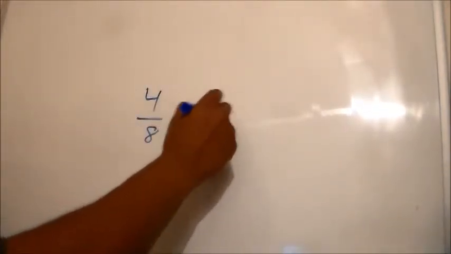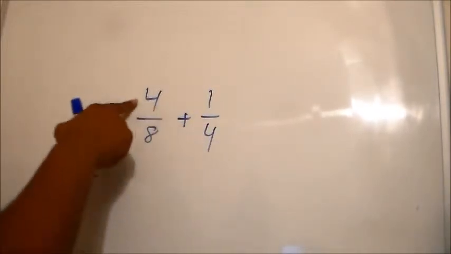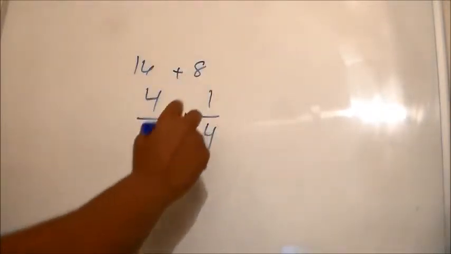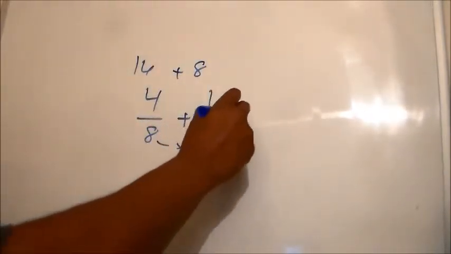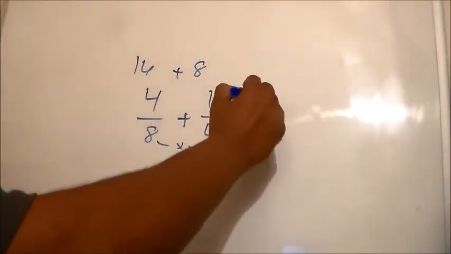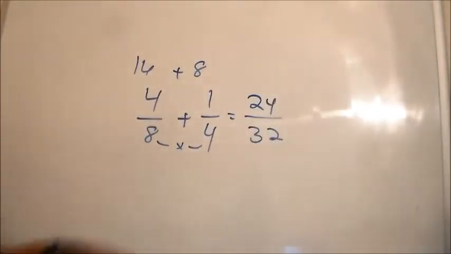Four over 8 plus 1/4. 4 times 4 is 16. 8 times 1 is 8. And then we'll multiply the denominators. We get 32 in the bottom. 16 plus 8 is 24. These are big numbers, and they can be reduced.